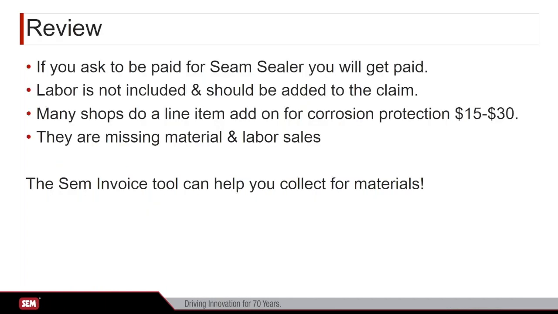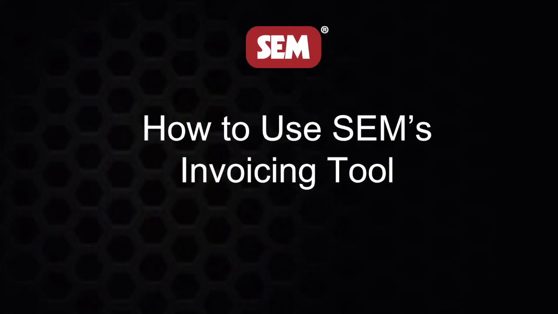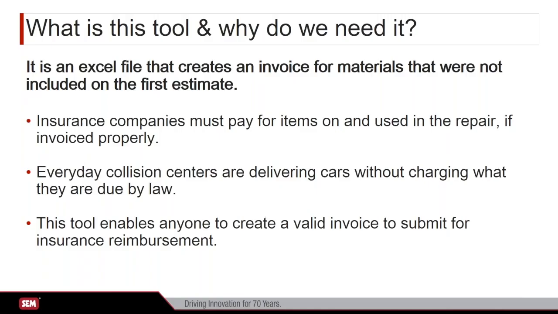So just to review on this first section, if you ask to be paid for seam sealer, there's a high probability that you will be paid. Labor is not included. It should be added to the claim. And as I mentioned before, many shops do that line add-on item, I just put there for corrosion protection, $15 to $30. And you know, the key point there is they're missing out on material and labor sales. So our SEM invoice tool can really help you with that. And let's dive right on into that.